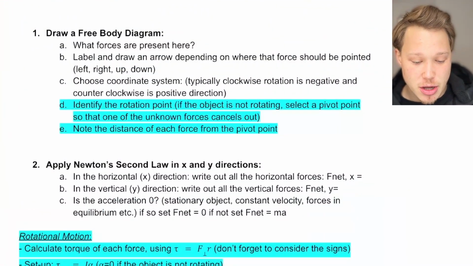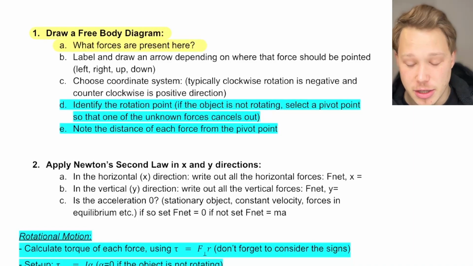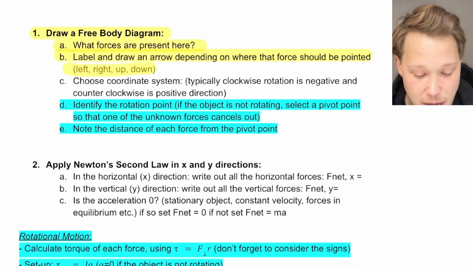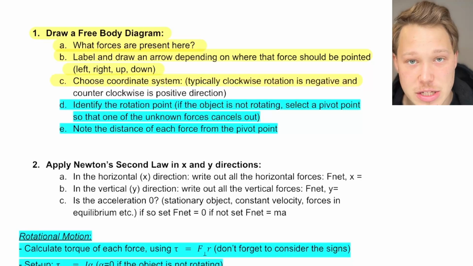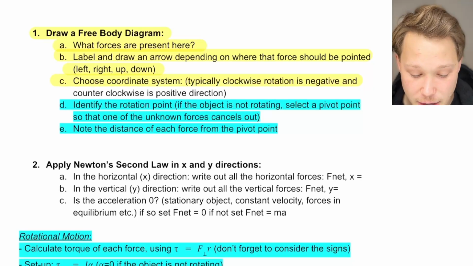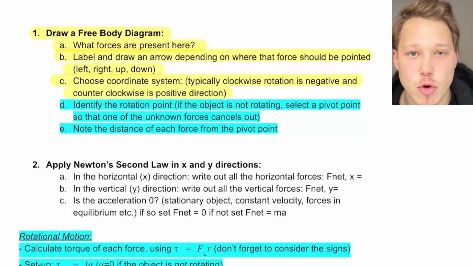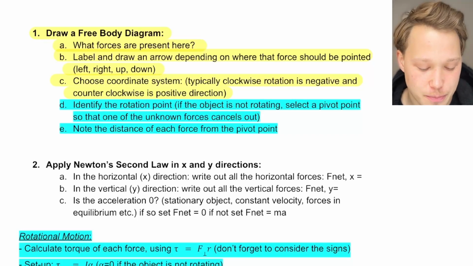As always, the first step is to draw a free body diagram. Ask ourselves what forces are present here, and let's label those forces with the arrow up, down, left, and right. We'll have to choose a coordinate system. Typically, clockwise direction means negative, and counterclockwise is positive. Now, we also have to identify the rotational point. If the system is not rotating, you can pick any point as your point of rotation.